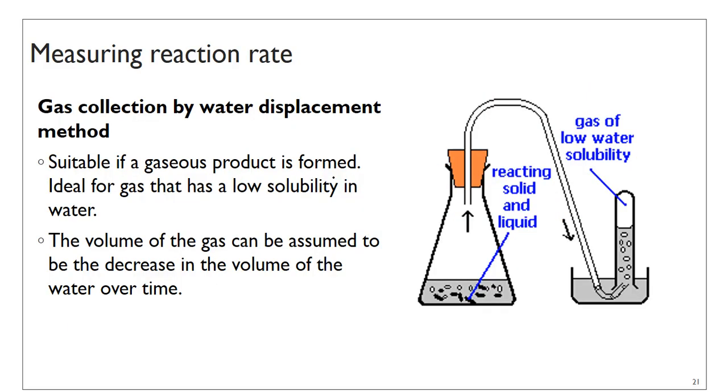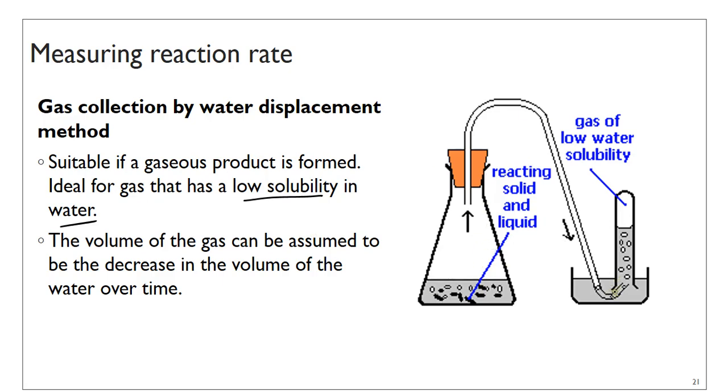There is another way. We're going to go through a few more ways to measure reaction rate. This is still gas collection, but this is by water displacement. This is suitable if the gas product has low solubility in water, so you don't want to use this for anything that dissolves in water really well. Basically, we have the reaction on this side and on the other side. This is very similar to the gas syringe method.